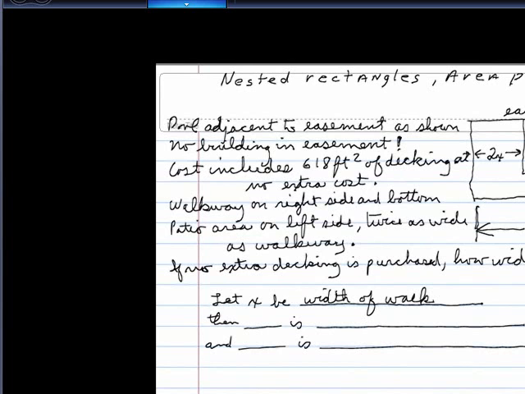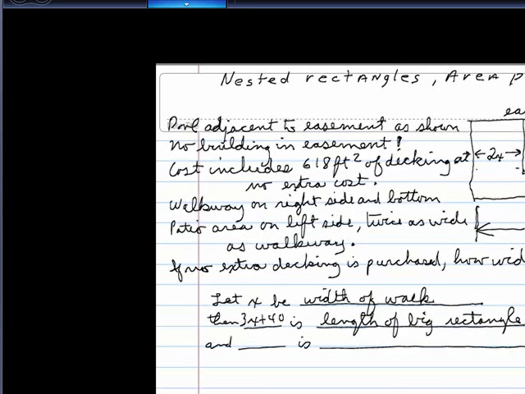Well, if you go from here to here, that's 2x, and if you go from here to here, that's 40 more, and if you go from here to here, that's another x. So the overall length of the big rectangle is 3x plus 40. So I'll say then 3x plus 40 is the length of the big rectangle.